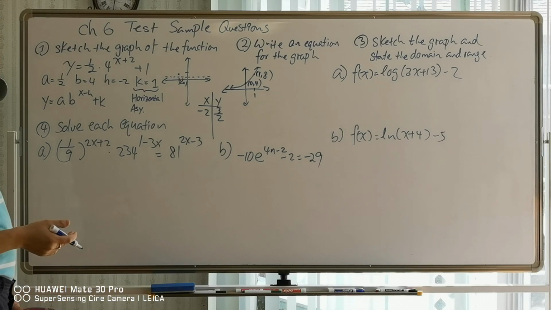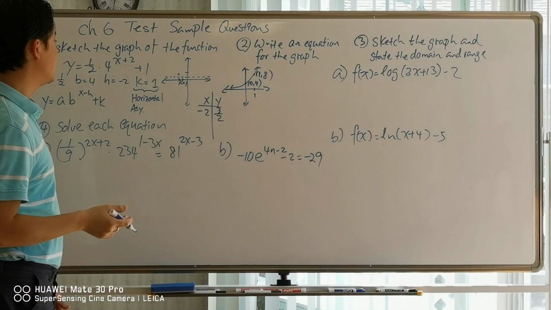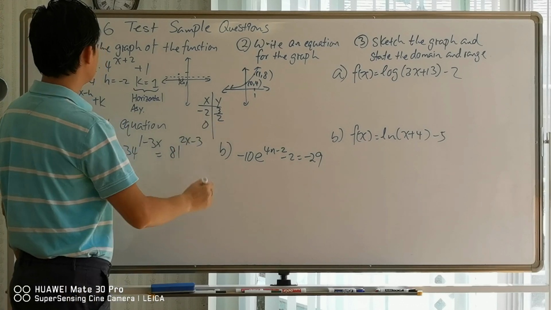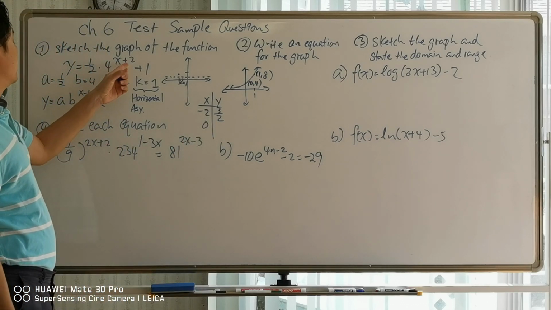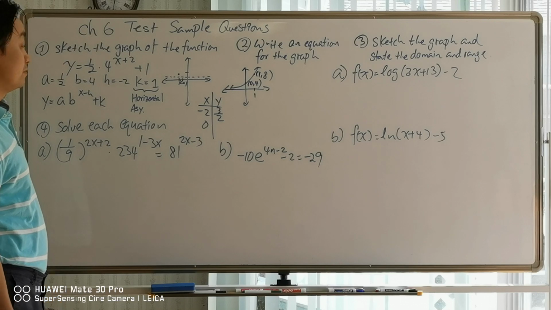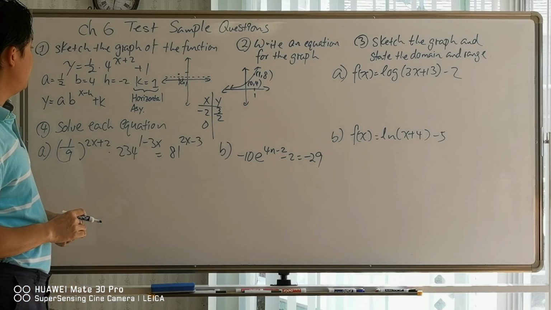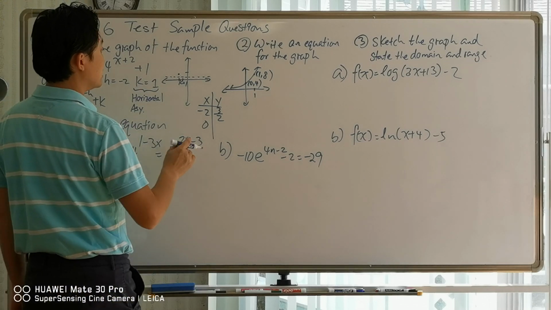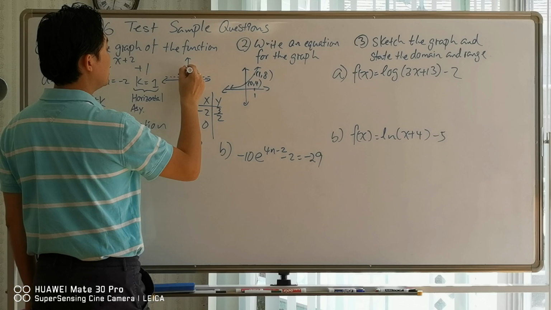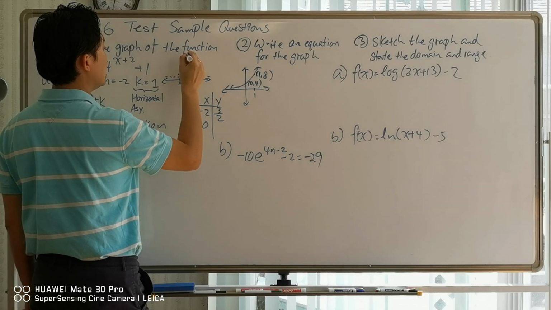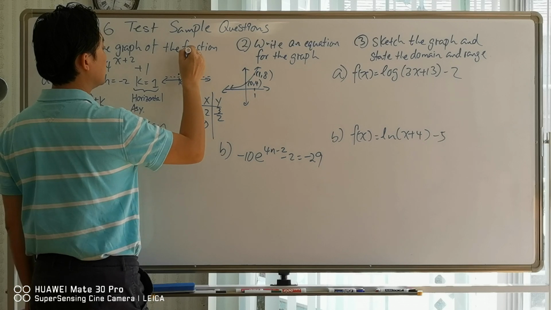And now what else do we need to figure out? Let's find the y-intercept. For the y-intercept, x must be 0. So 0 plus 2 is 2. 4 to the second power is 16. 16 times 1/2 is 8. 8 plus 1 is 9. So we count 1, 2, 3, 4, 5, 6, 7, 8, 9, all the way up here. Try to extend the y-axis.